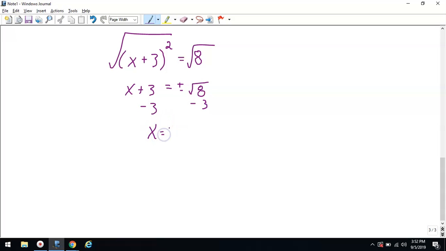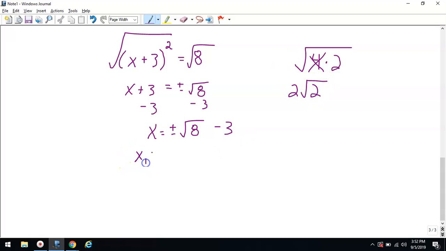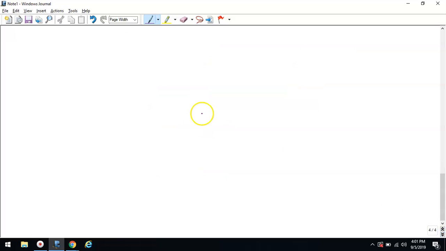So x is equal to positive and negative square root 8 minus 3. I can simplify this because the square root of 8 is the same thing as the square root of 4 times 2. And since 4 has a square root, it's just 2. We get 2 root 2. So x sub 1 is going to be positive 2 root 2 minus 3. And x sub 2 is going to be negative 2 root 2 minus 3. All right, what is next?